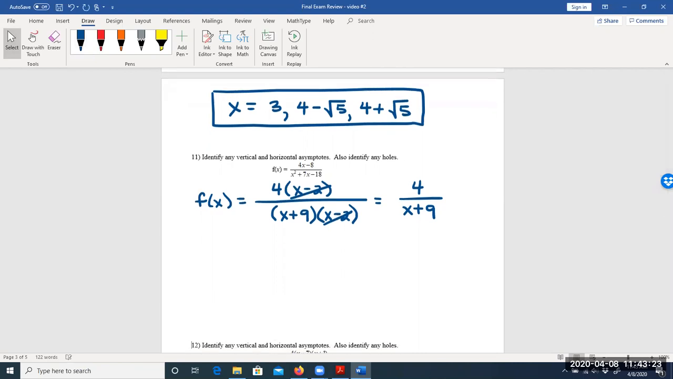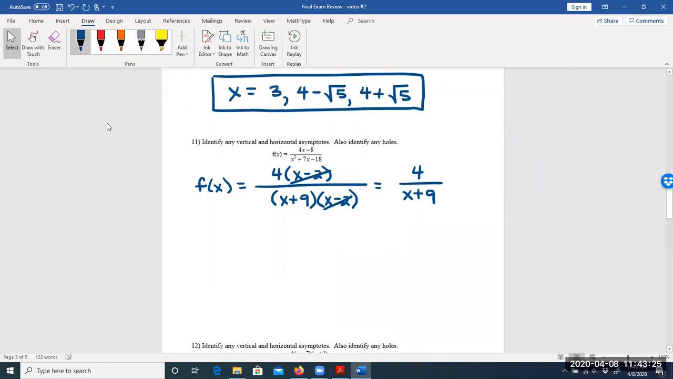So I am able to reduce the function down to 4 over x plus 9. In WebAssign, it is first going to ask for the asymptote. So I guess we'll do those first, then we'll talk about the hole. So there is a vertical asymptote. To find the vertical asymptote, you set the denominator of the reduced function equal to 0. So my vertical asymptote is x equals negative 9. Don't just write negative 9. This is the equation of a line, a vertical line. So x equals negative 9.